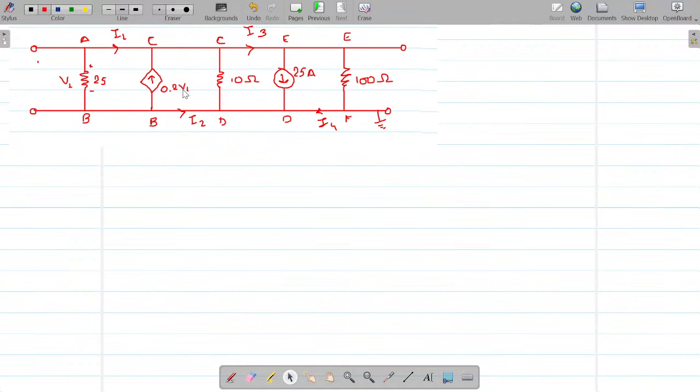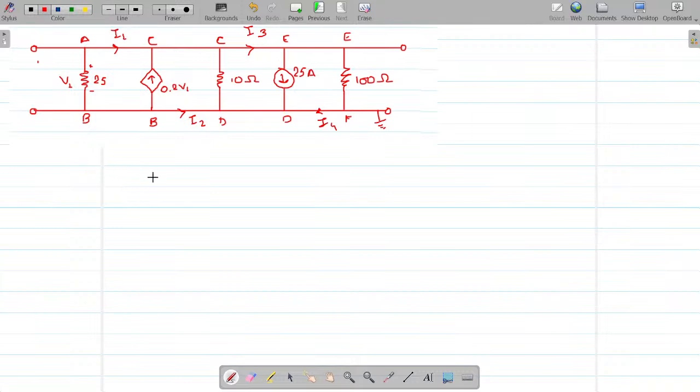Now tell me. This I've grounded. This is the potential V1, right? Tell me the currents that you're encountering. If this is node V1, every point on this node will be what? V1. So how many branches are there? 1, 2, 3, 4, 5.